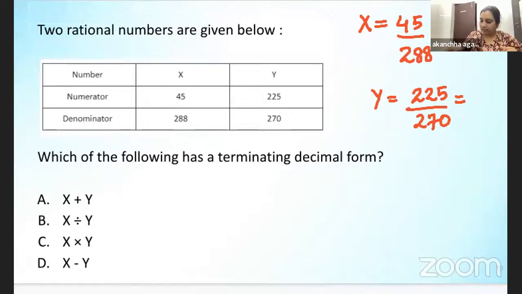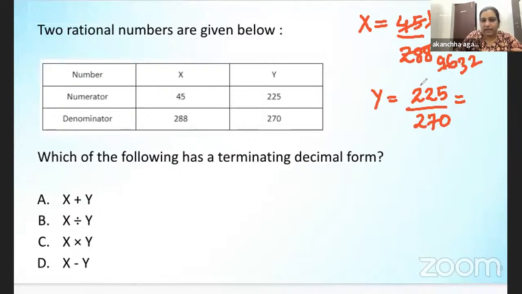For the numbers x and y, the numerator and denominator can be divided by a common factor. If I divide by 2, it's not possible. If I divide by 3, for both numerator and denominator it is possible. So I'll get 15 over 96. Further, again by 3, I can cancel it out and it will become 5 by 32. So now this is the standard form, the simplest form of this rational number.